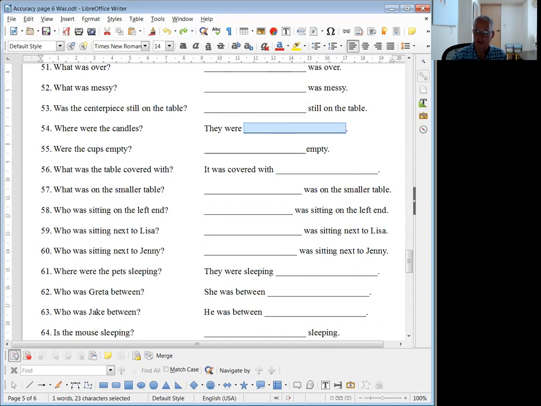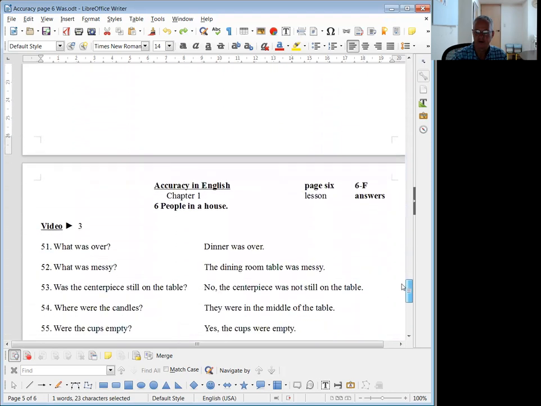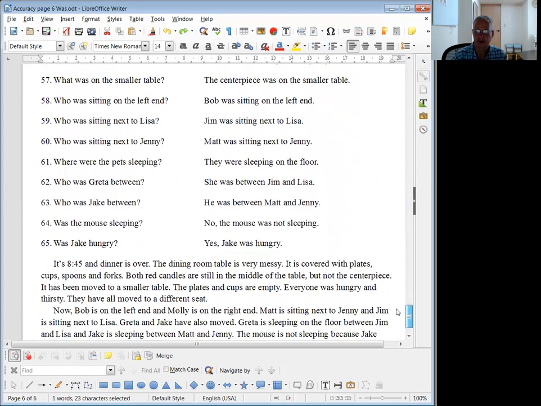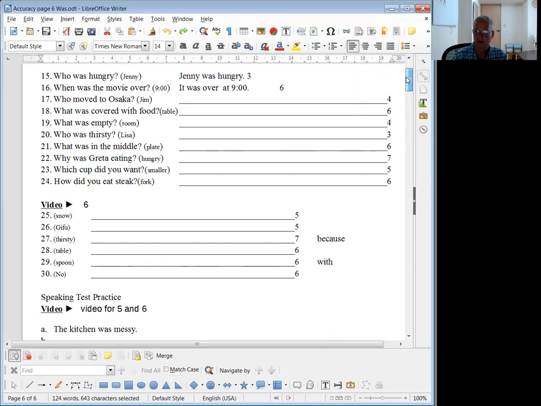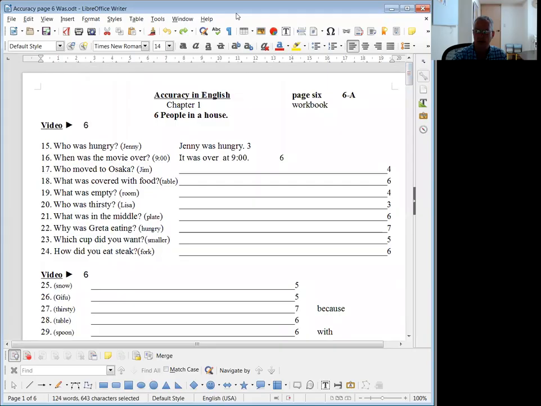Fill in your questions, fill in your answers, and then check your answers. And here is the story. You can read and check. Okay, Unit 6 is finished.